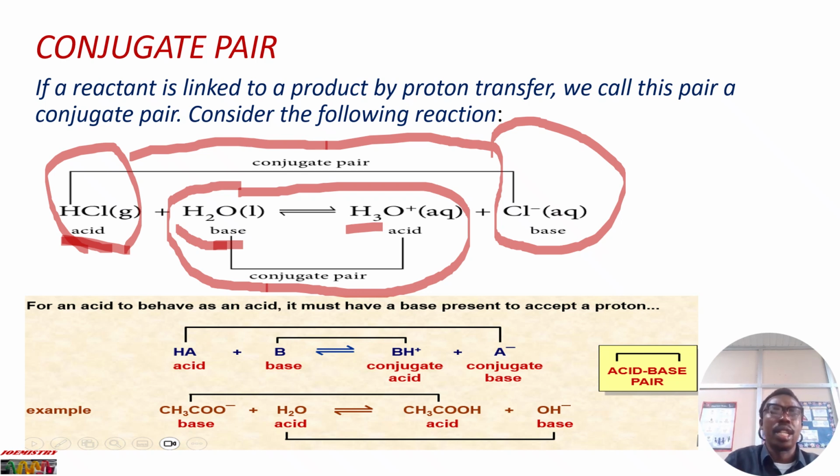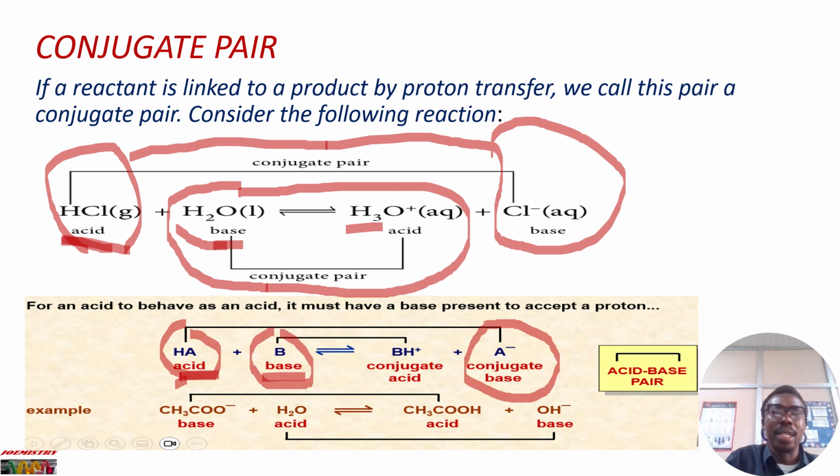So a conjugate pair occurs if a reactant is linked to a product by a proton transfer. For an acid to behave as an acid, it must have a base present to accept the proton. So this is the acid, and this is the base to accept the proton. This is the acid, and this is the conjugate base of this acid. This is the conjugate pair. This is the acid, and this is the conjugate base. And this is the base, and this is the conjugate acid. They are linked to each other by proton transfer, by the transfer of a hydrogen ion.